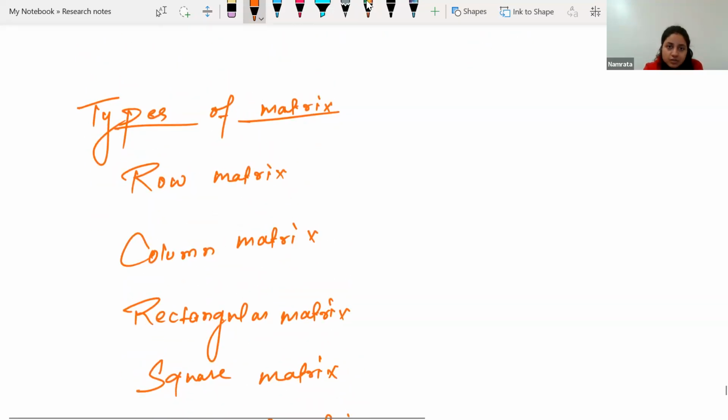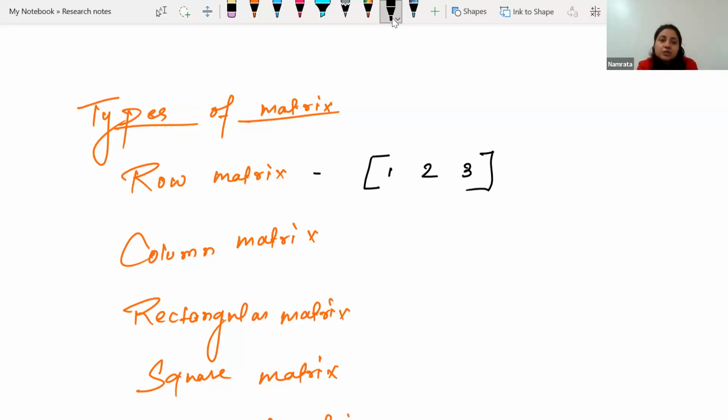So the first one at first is row matrix. The example of a row matrix can be 1, 2, 3. It will always contain one row only. Similarly, if a row matrix will contain one row only, then a column matrix will contain one column only. The example of a column matrix will be 2, 3, 4, just like this one. Or we can say here the column will be 1. We can represent the order of the matrix.